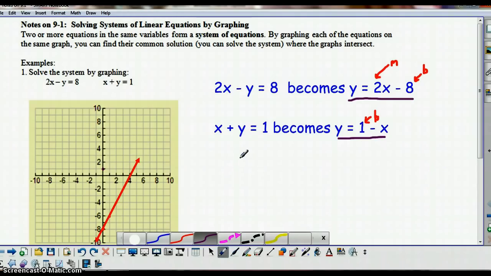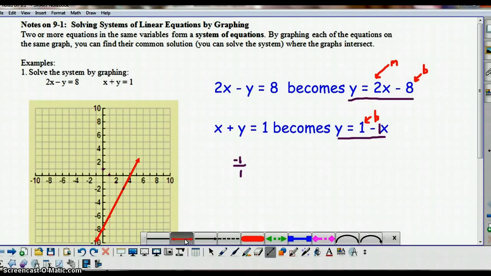And the slope is 1, so we can think of that as -1. Remember, this is understood to be a 1 in front of here. So we have -1 for our slope. I'm going to write that as -1 over 1. And this is our change in the y direction, this is our change in the x direction. So we're going to go down 1, right 1, down 1, right 1, down 1, right 1. And I think at this point you can probably see where the two lines intersect.